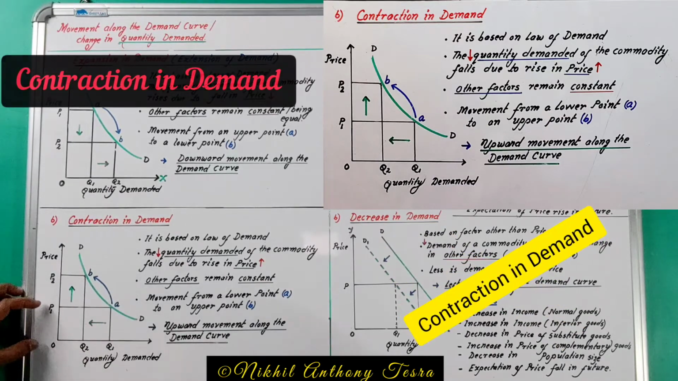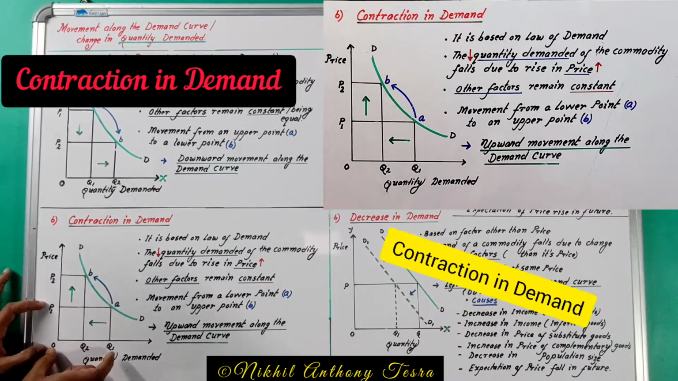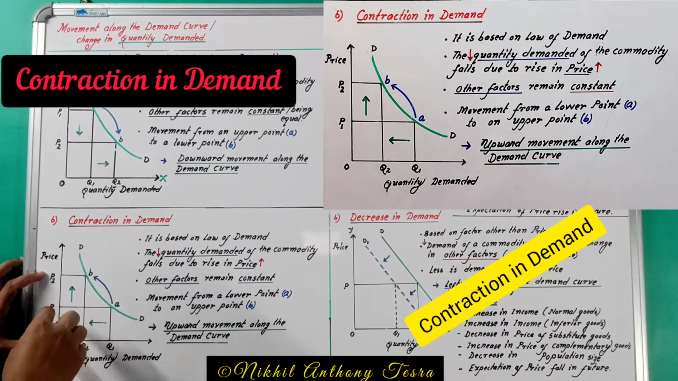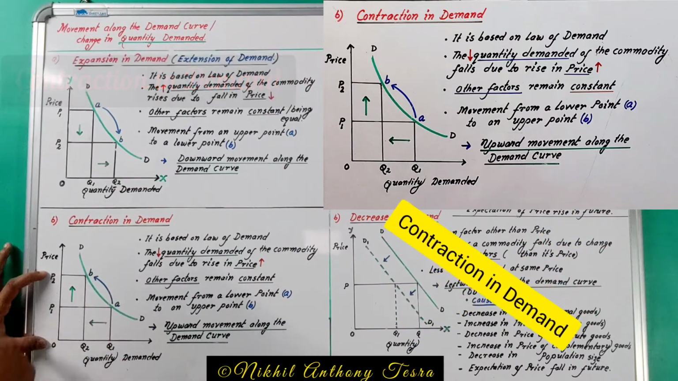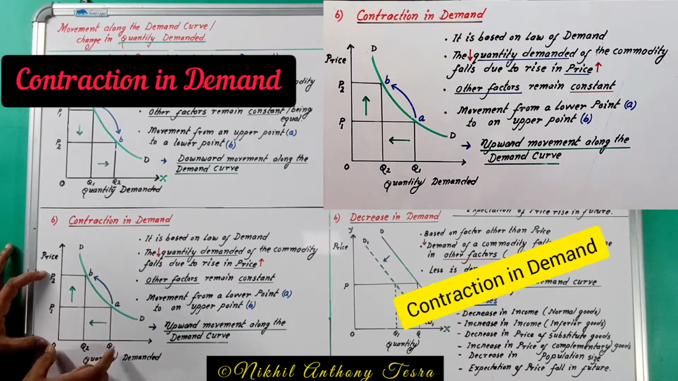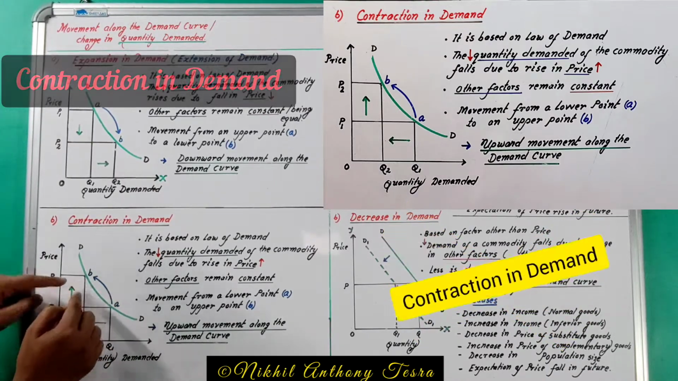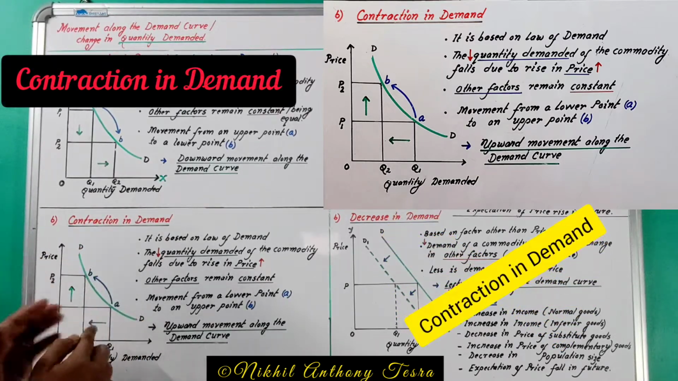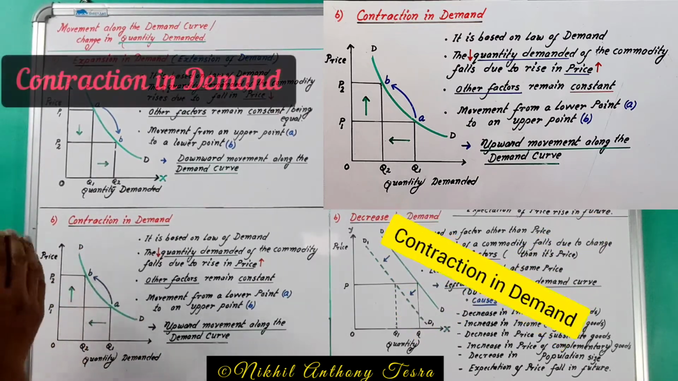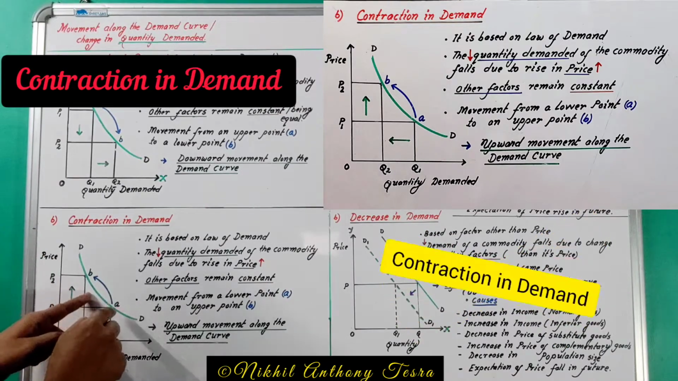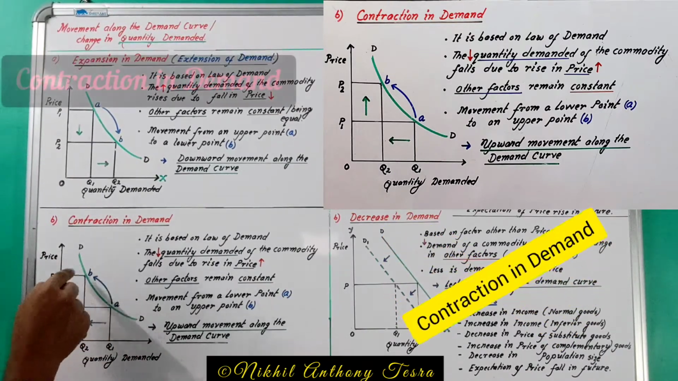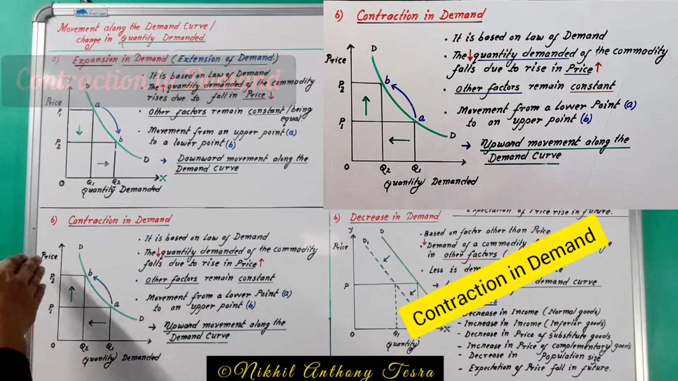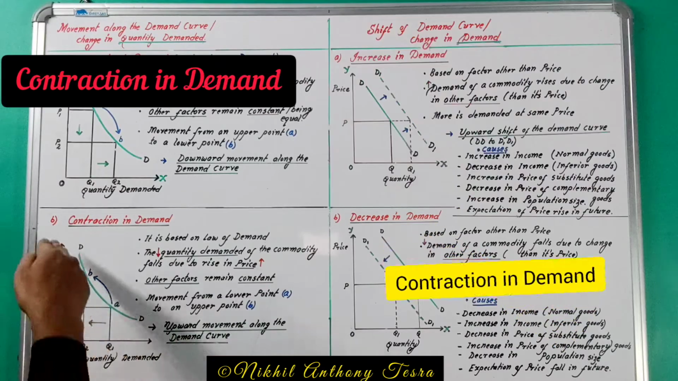Okay friends, when the price was OP1 and quantity demanded was OQ1, we were at point A. As the price increases from OP1 to OP2 and quantity demanded reduces from OQ1 to OQ2, we are at point B. So friends, along the same demand curve, we are just moving from point A to point B, that is, from a lower point to an upper point. This is also known as upward movement along the demand curve.